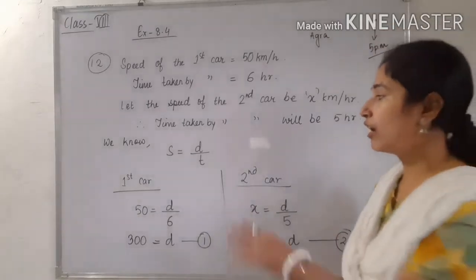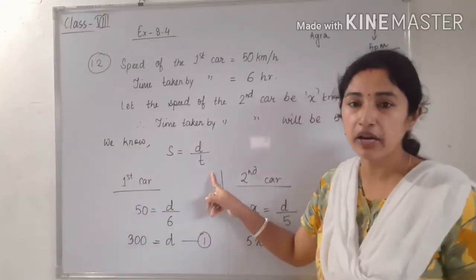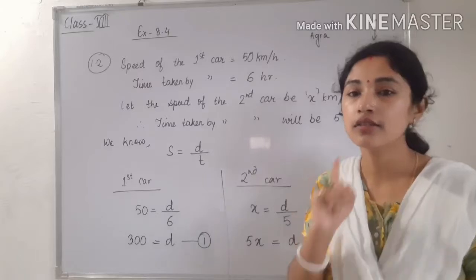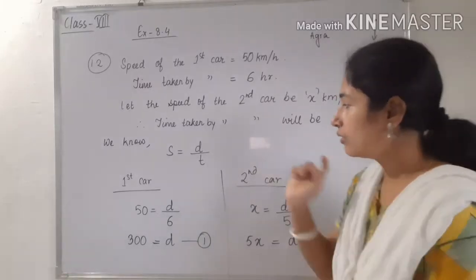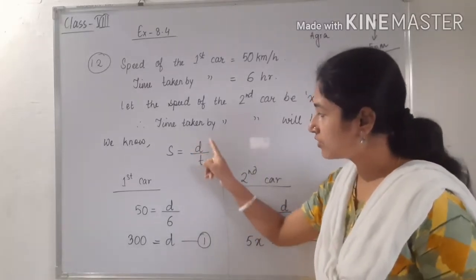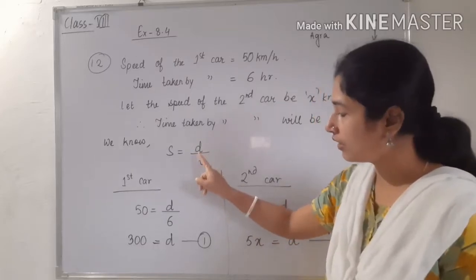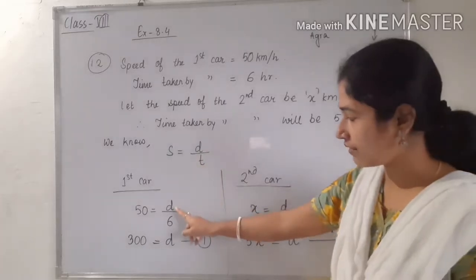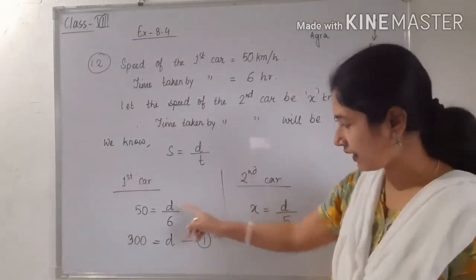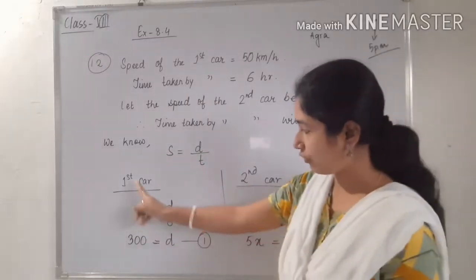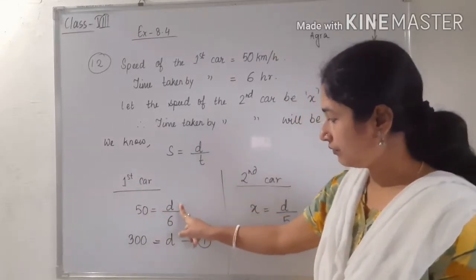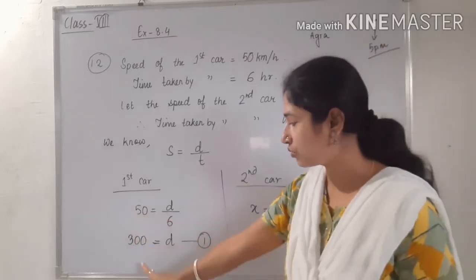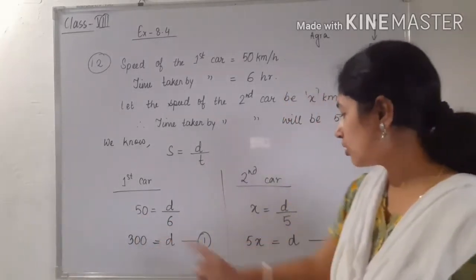Okay. So now we have the formula: speed is equal to distance by time. The important point here is that the distance is the same. So the place where I have written D will be the same in both cases because the distance is the same. So we can write D only in both cases. Here the speed for the first car is 50, D in place of distance, and time is 6 hours. So just transpose 6 to that side, you will get 300. So D is equal to 300.